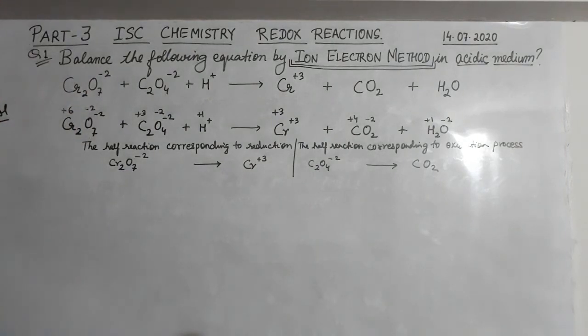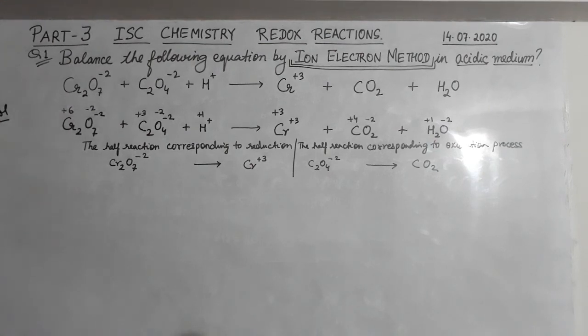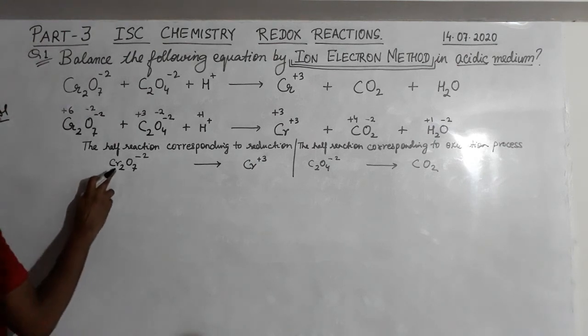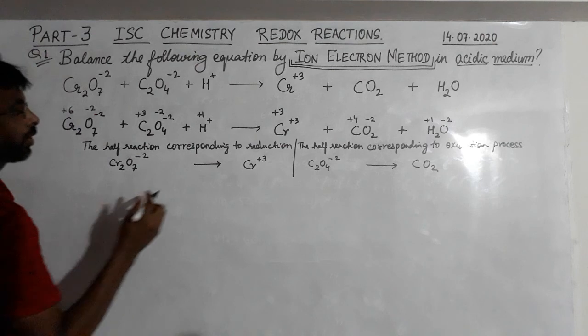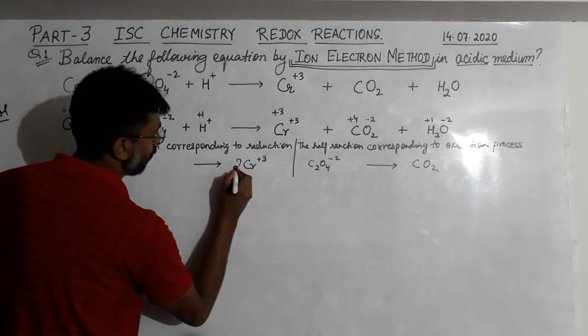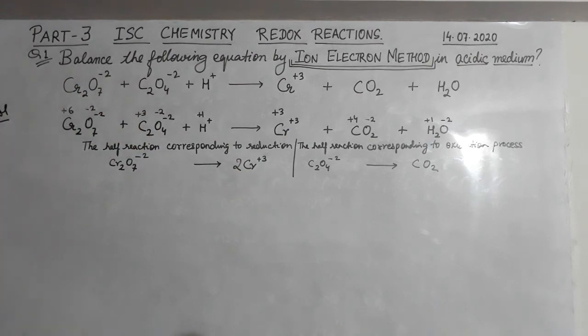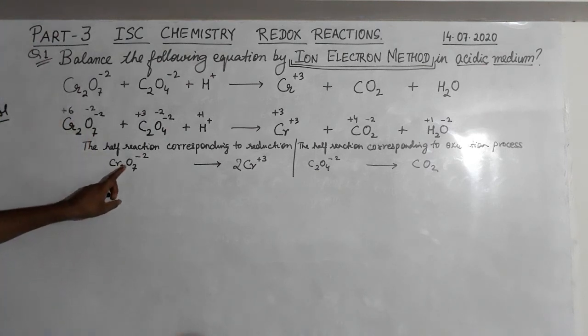After writing this much, we go to balance the reduction half reaction. To balance it, first we have to balance the atoms other than oxygen, that is chromium. There are 2 chromium atoms on this side and 1 chromium atom on the other. So first put 2 over here. Now we have to balance oxygen. Oxygen, there are 7 atoms.